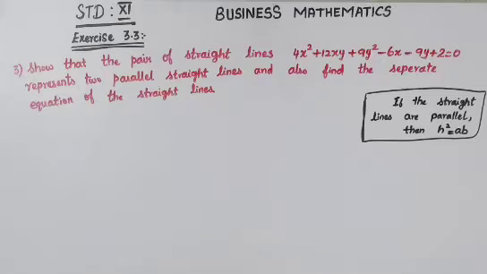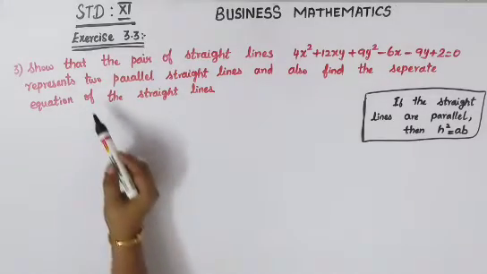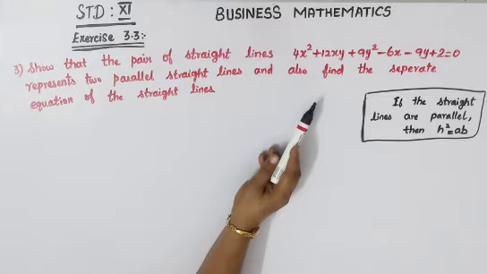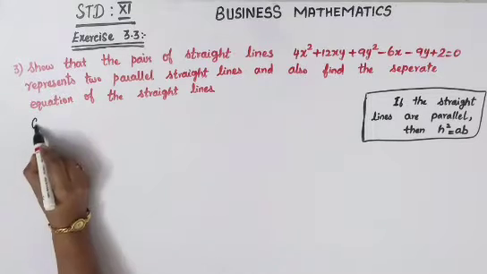Standard 11th Business Mathematics Exercise 3.3, third question. Show that the pair of straight lines 4x square plus 12xy plus 9y square minus 6x minus 9y plus 2 is equal to 0 represents two parallel straight lines, and also find the separate equation of the straight lines. So we'll have to prove that the lines are parallel, then we'll have to find the separate equation of a straight line.